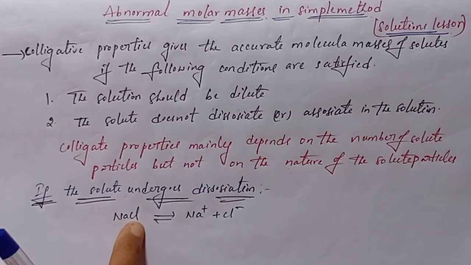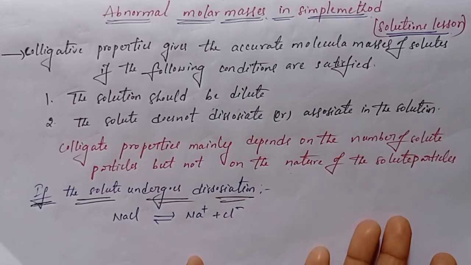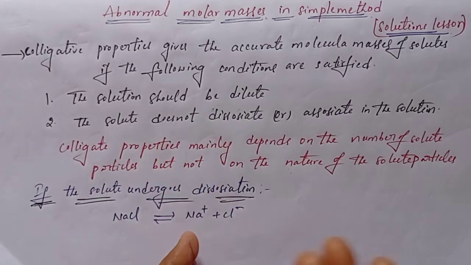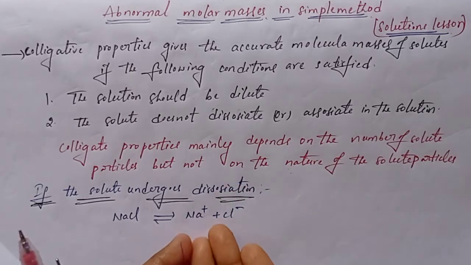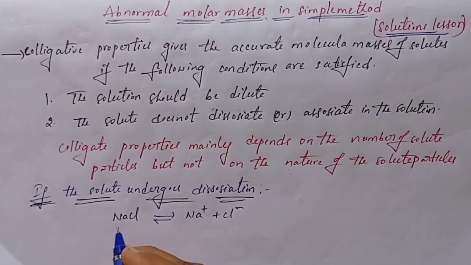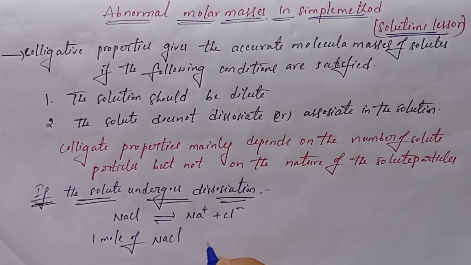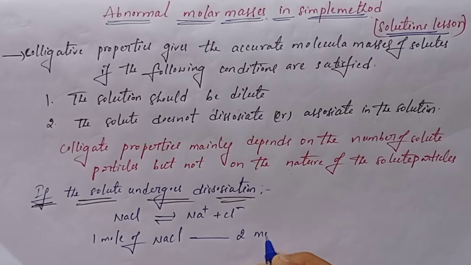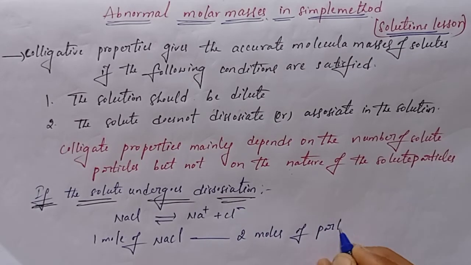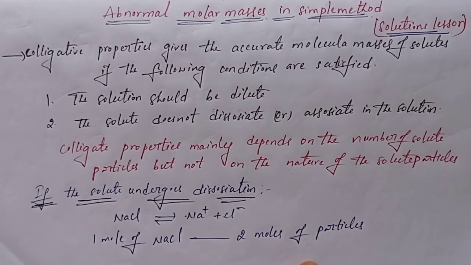That means 1 mole of NaCl produces 2 moles of particles. So the number of solute particles increases, and automatically the colligative property also increases, because both are directly proportional. So 1 mole of NaCl produces 2 moles of particles: 1 mole here, 1 mole here, total 2 moles of particles. Clear this one?